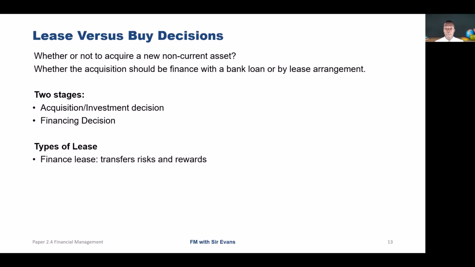Types of lease: we have a finance lease, which transfers substantially all the risks and rewards incidental to ownership, and an operating lease, which does not transfer substantially all the risks and rewards incidental to ownership.